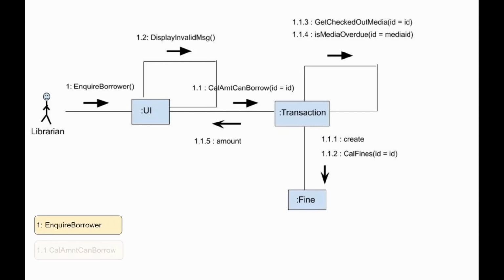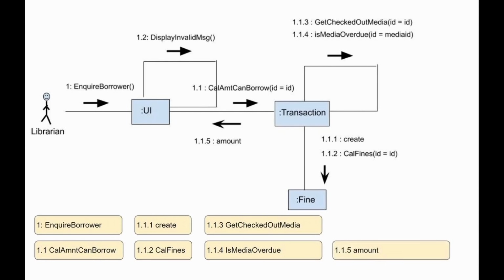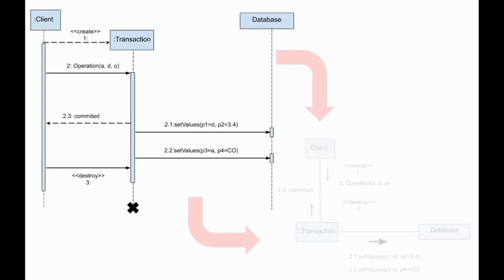For example, the message call AMT can borrow, that is, calculate for how long the book can be borrowed, is the first nested message in the inquire borrower, literally request the details of a person who borrows, and is given a serial number 1.1. The second nested message in inquire borrower is display invalid MSG, that is, display an error message, therefore it is given a sequence number 1.2.